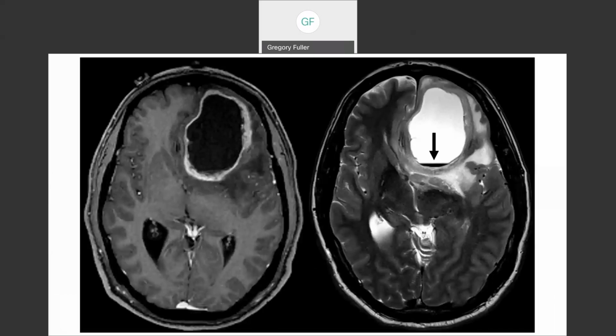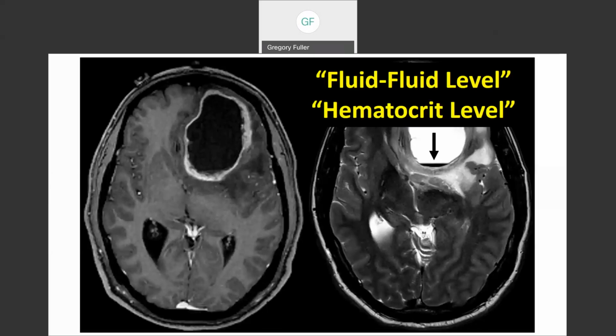Let me take a break here for just a second. Yeah, fluid level. There's a name I like even better than that, because it's so colorful: hematocrit level. Isn't that cool? Because that's really what it is. It's a blood product separating at a hematocrit level. I think that is super cool.